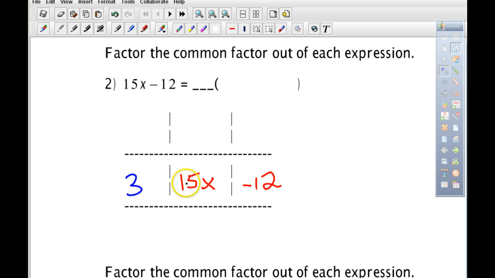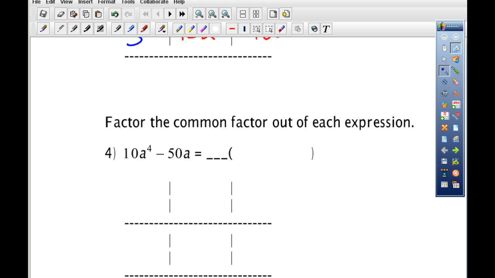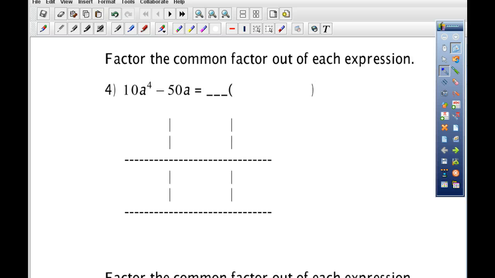And then 3 times what is 15x? And 3 times what is negative 12? So we can do the same process using this box forward or backwards. And that was what you guys did last week already. You got down here, it says, okay, we can factor that as well. Break it up into multiplication.